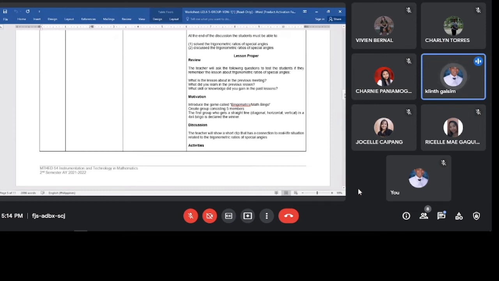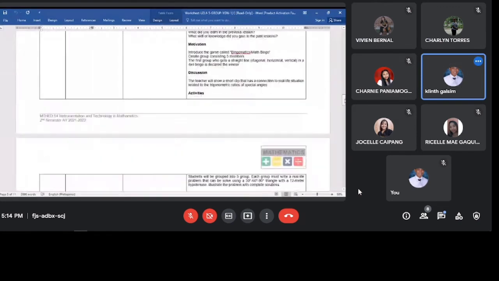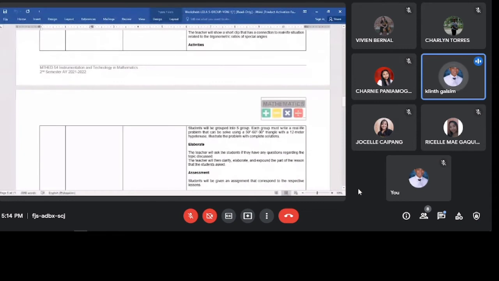For the discussion, the teacher will show a short clip with a connection to a real-life situation related to the trigonometric ratios of special angles. For our activities, the students will be grouped into 5 groups, and each group must write a real-life problem that can be solved using a 30-60-90 triangle with a 12-meter hypotenuse, and then illustrate the problem with complete solutions.